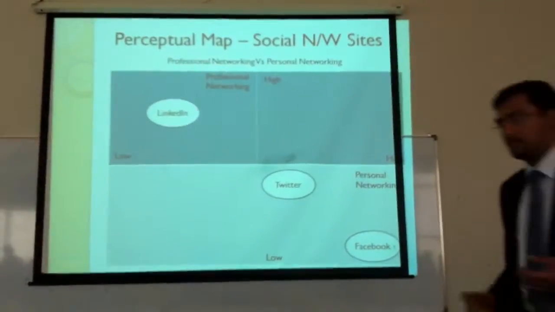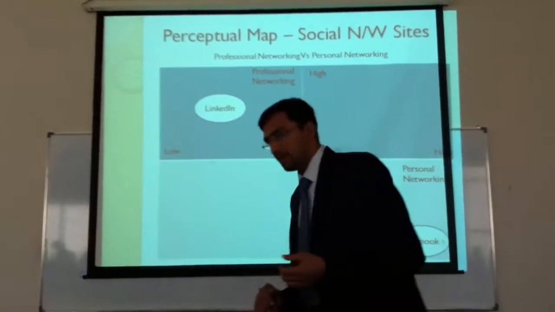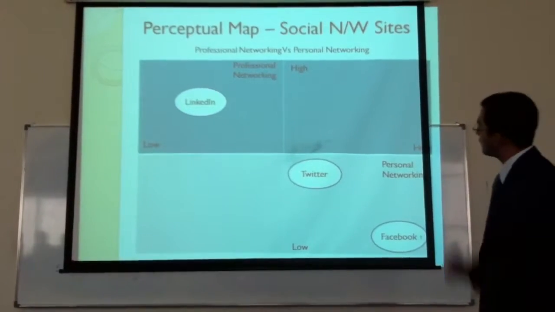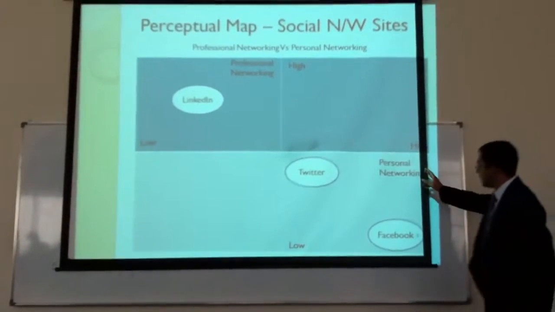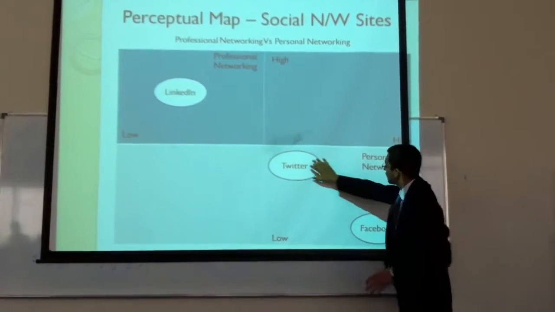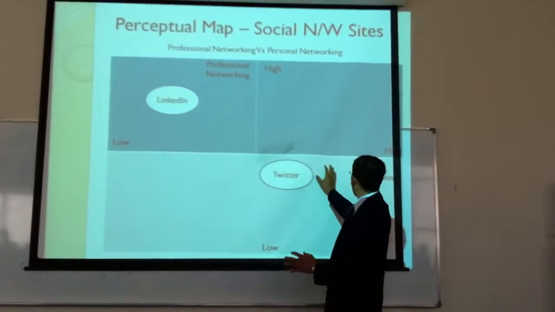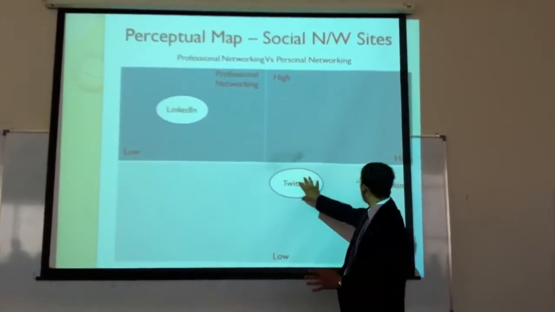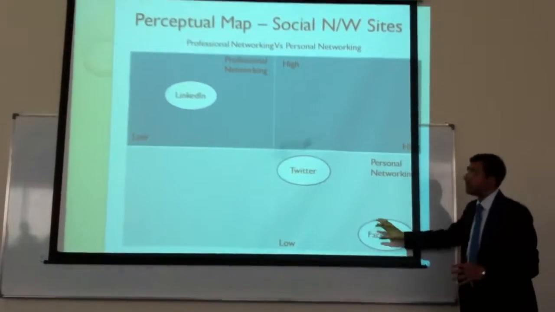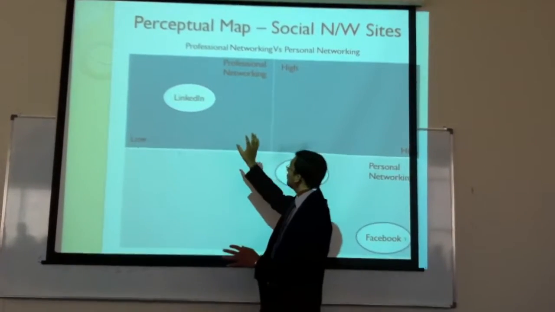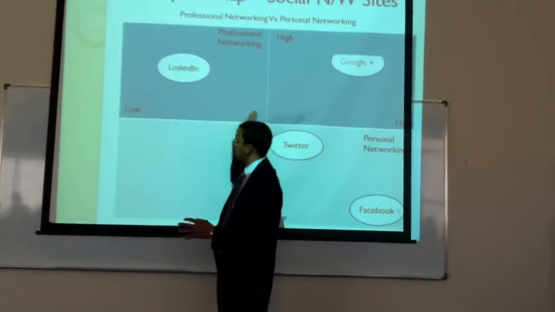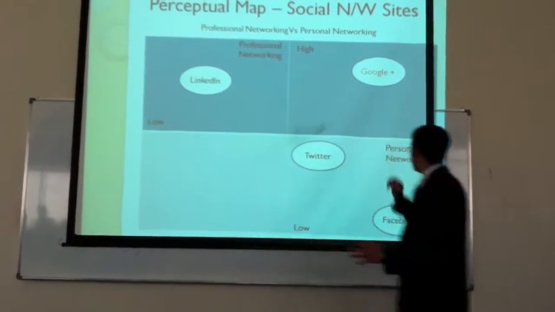This has been simplified with a very small example of social networking sites. In the first case, I have taken the attributes as professional networking versus personal networking. If you see personal networking height and professional networking height, Twitter is positioned low on professional networking, and to some extent better in personal networking. Facebook is highly personal networking and very low on professional networking, while LinkedIn is positioned in between. It's not too high or too low on the professional networking scale, while it is rated very low on the personal networking scale.